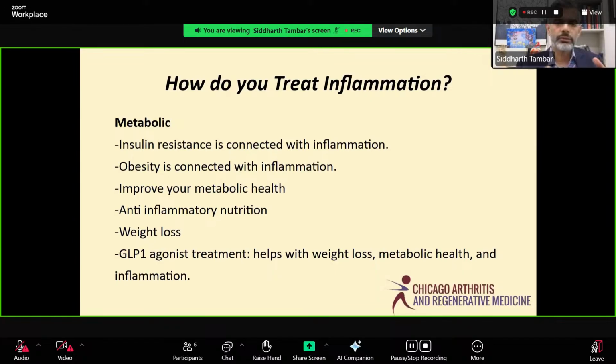So generally, what I'll suggest is on a metabolic level, an anti-inflammatory nutrition diet, very low risk, can be helpful. Weight loss if needed. GLP-1 agonists, that includes things like semaglutide, tirzepatide, Wegovy, Ozempic, Zepbound. They not only help with weight loss, they help with metabolic health. And there is some early suggestion that they can help with inflammation as well, because they're helping out with your metabolic health.